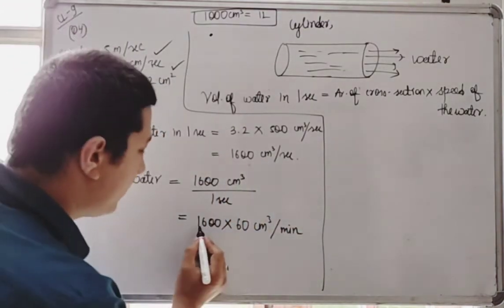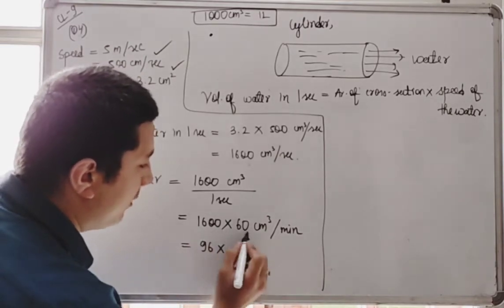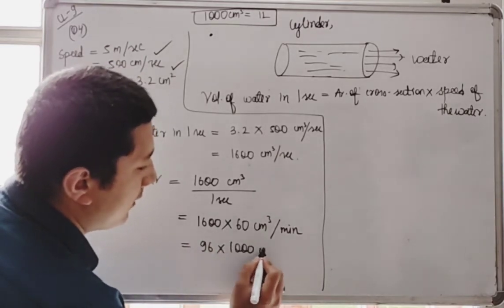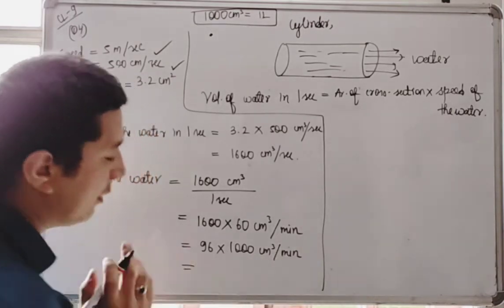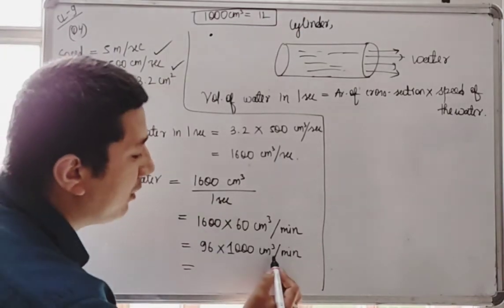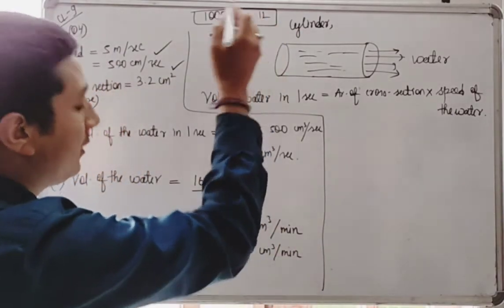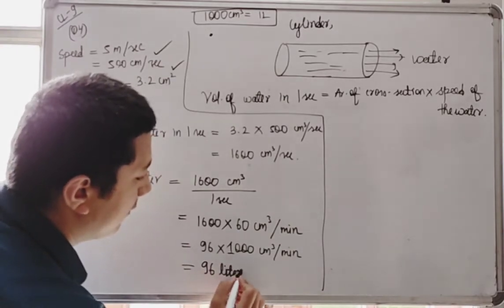Now how will I write this? 16 into 6 is 96 into, how many zeros? 3 zeros, centimeter cube per minute, and therefore I know that the conversion of centimeter to liter is 1000 centimeter cube is equals to 1 liter. So hence this will be 96 liters.